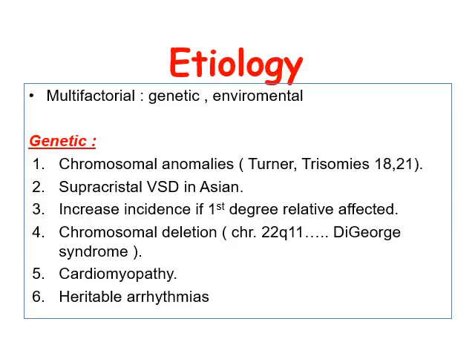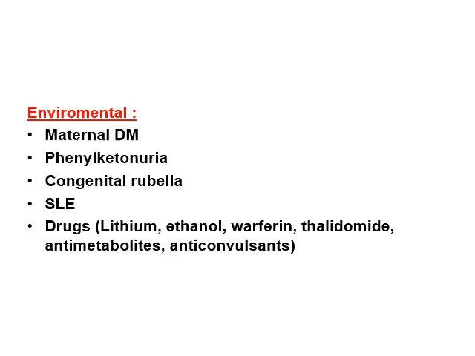The etiology of congenital heart disease is multifactorial, meaning there are genetic and environmental factors. Examples of genetic causes: number 1, it is associated with chromosomal anomalies like Down syndrome, Turner, and Edward syndrome. Number 2, supracristal VSD is more common in the Asian population, with increased incidence in first degree relatives affected. Number 3, chromosomal deletion, like chromosome 22 at position 11 on the long arm, which is called DiGeorge syndrome. Number 5, cardiomyopathy has genetic causes, and number 6, heritable arrhythmia.